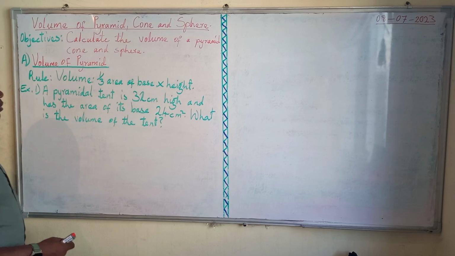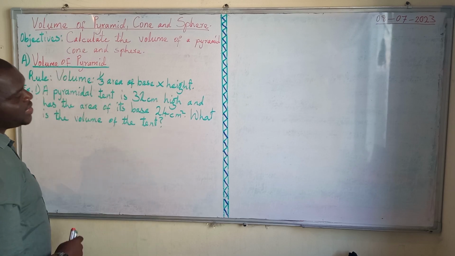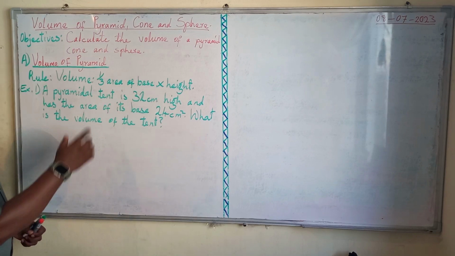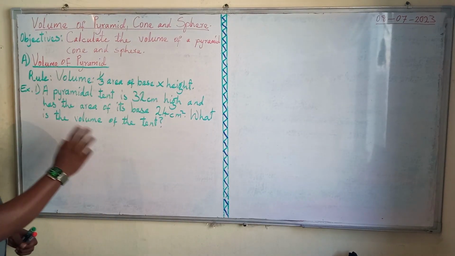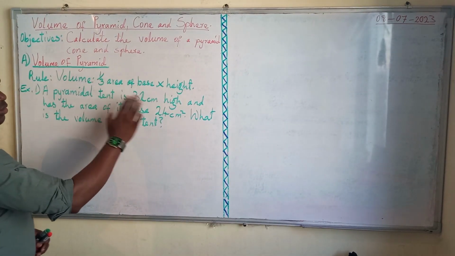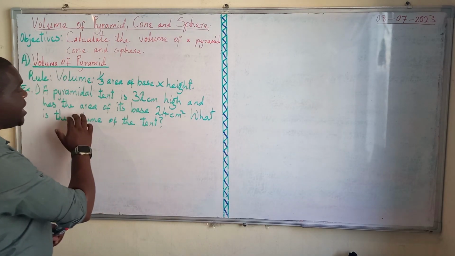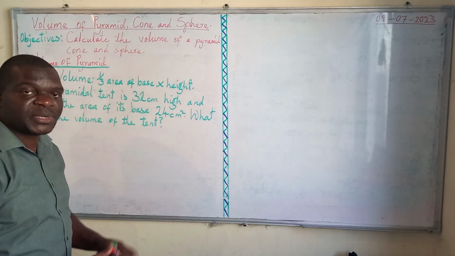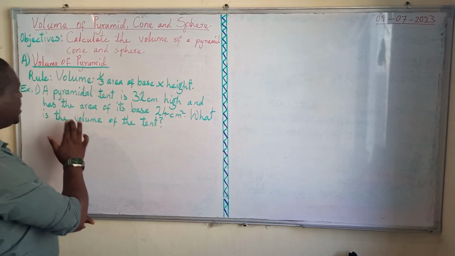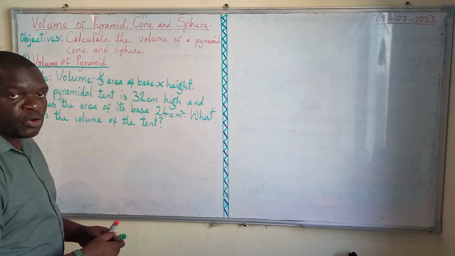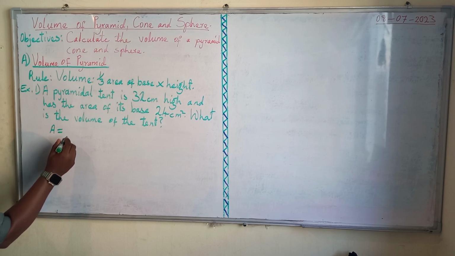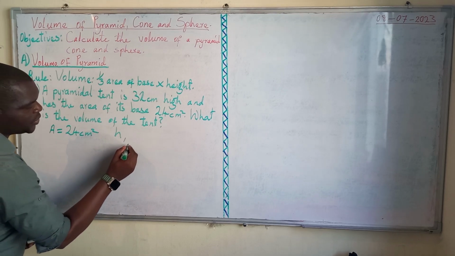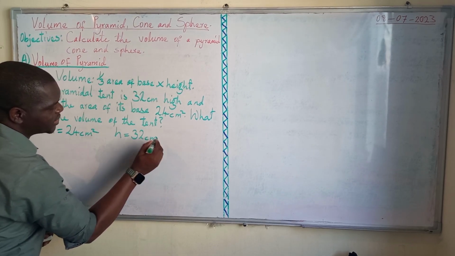The first example goes thus. A pyramidal tent is 32 centimeters high and has the area of its base 24 centimeters square. What is the volume of the tent? So the height of the tent is 32 centimeters and the area of the base is 24 centimeters square. We are asked to calculate the volume of this tent. First of all, we identify what has been given. We need the area of base, area A is equal to 24 centimeters square. We need the height, h, which is equal to 32 centimeters.